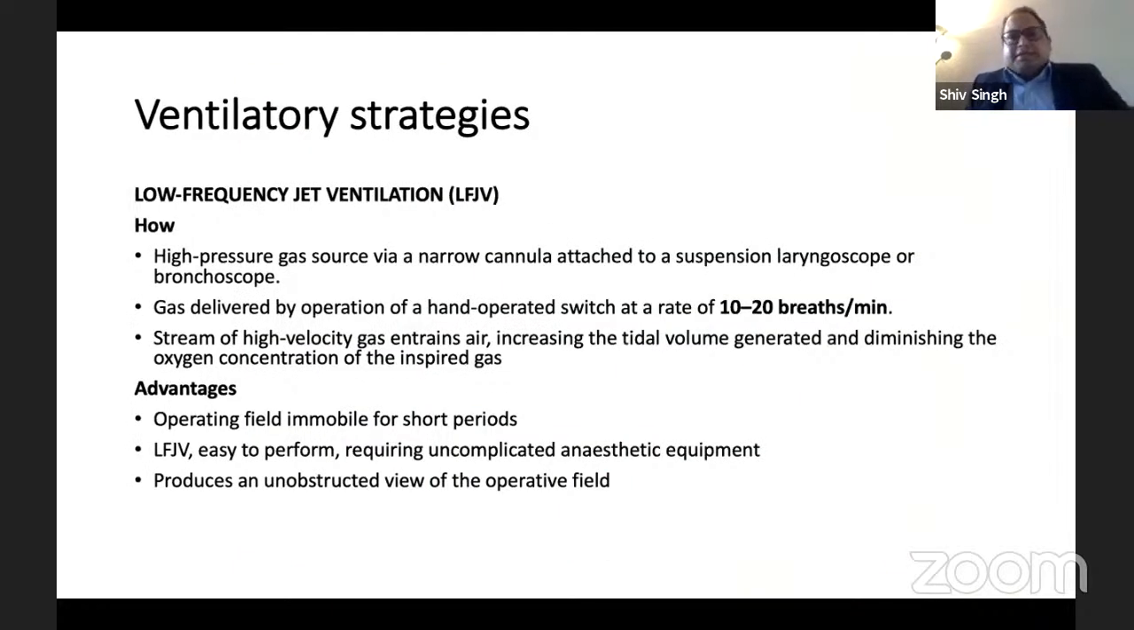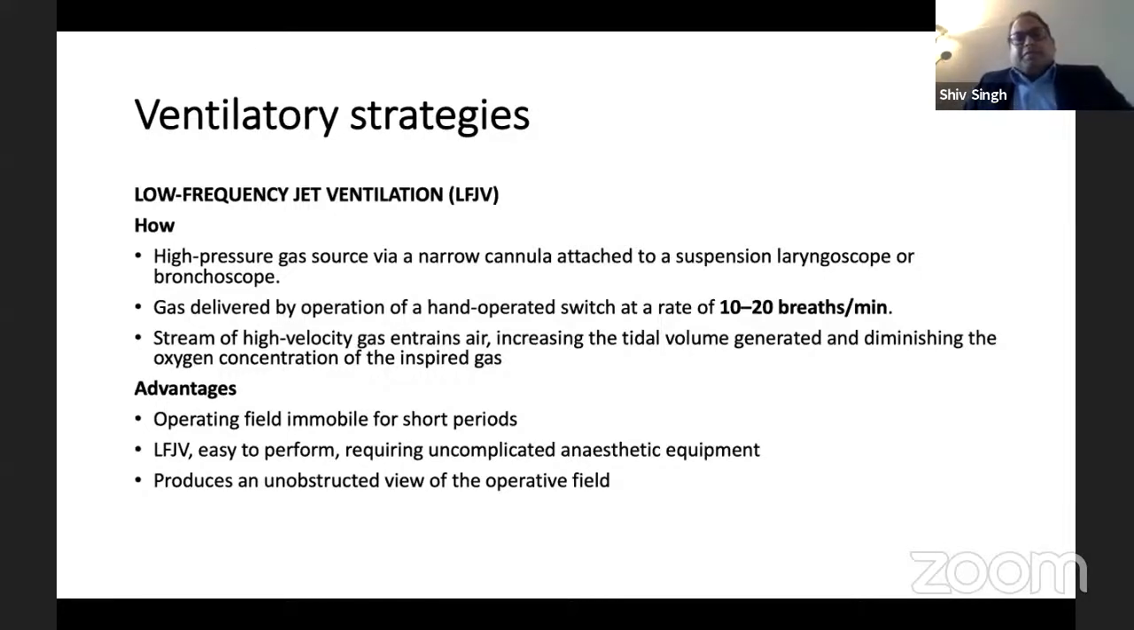So the other strategy is to use low frequency jet ventilation. And this is using a Sanders injector or jet ventilator. Here the high pressure gas source is provided through a narrow cannula attached to a suspension laryngoscope or bronchoscope. It is hand operated by the anesthetist. Then you switch it on and off for around 10 to 20 breaths per minute.